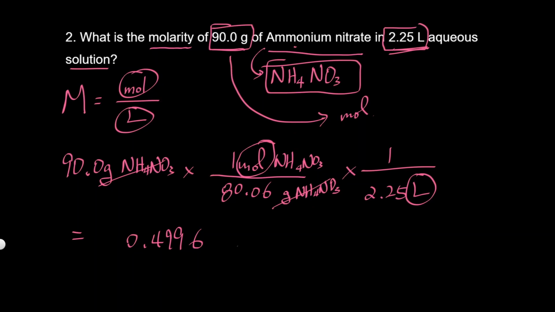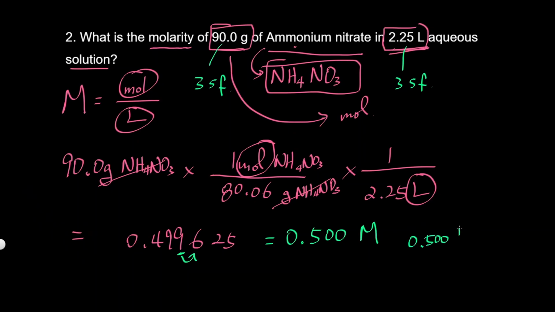So we got 0.4996, let me see, it goes on and on, 25. Let's look at the problem and see what numbers we used. That's 3 sig figs, and so is this, 3 sig figs. So let's have our answer in 3 sig figs. Right there is the last sig fig, but the next number is greater than 5, so we round it up. It's 0.500 you gotta put in. And it's in molarity. You could put capital M, or you could put 0.500 mole over liter. That doesn't really matter. Okay, so let's move on to number 3.